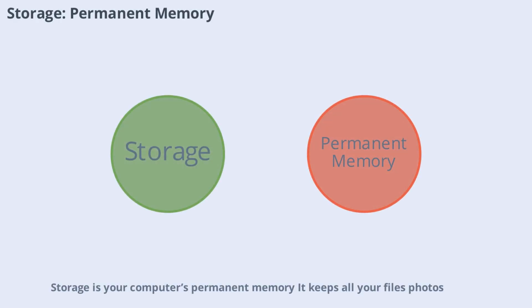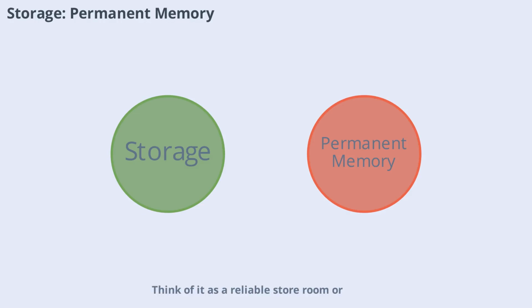Storage is your computer's permanent memory. It keeps all your files, photos, and software safe even when the computer is turned off. Think of it as a reliable storeroom or fridge that holds everything until you need it again. Unlike RAM, storage doesn't lose data when power is lost, making it essential for keeping your important information secure.